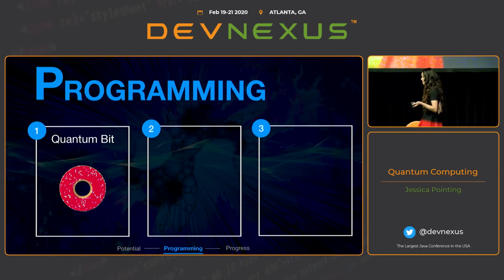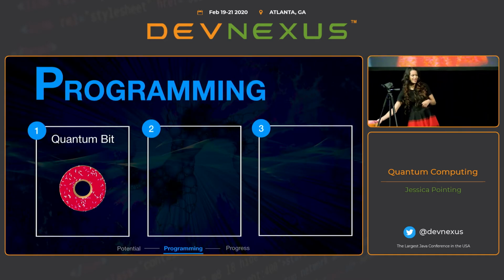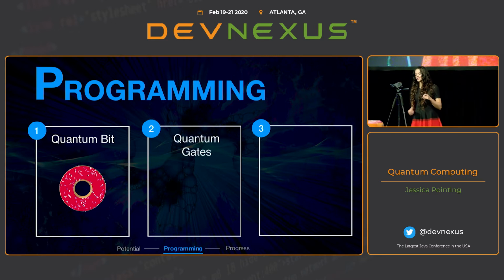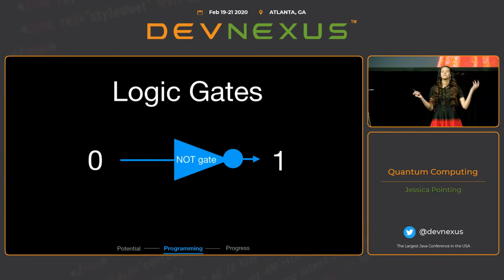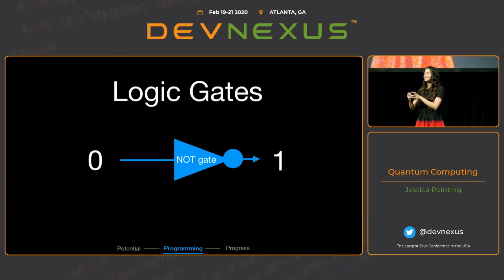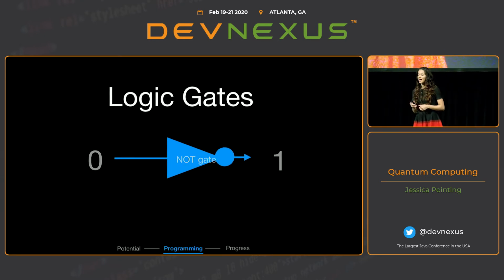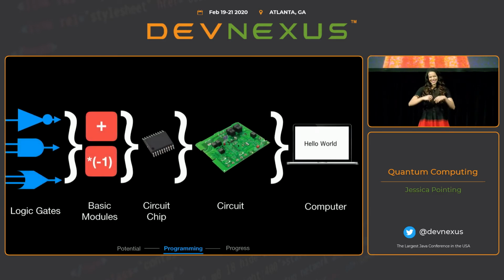Okay, so we've looked at the quantum bit, but how do you actually program and manipulate the quantum bit? Well, we have to use something called quantum gates. If you're familiar with classical computers, they also have logic gates. For example, if you have the bit 0, you put it through the NOT gate, it ends up being 1. This is essentially how a computer is made, very simplified. You build modules and then chips and circuits out of that.